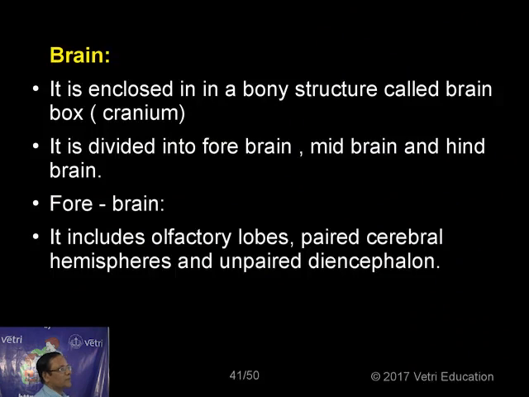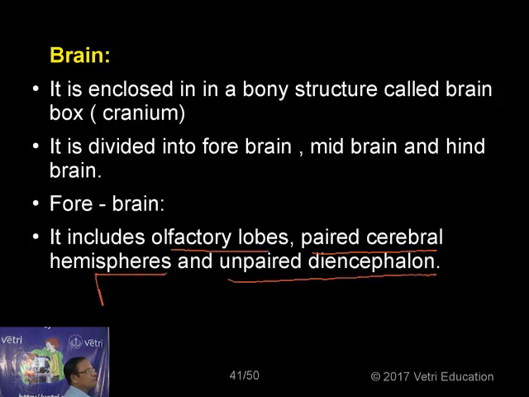Now about the brain. The brain is very similar in organization. It is placed in a horizontal position, as the animal is moving forward horizontally, parallel to the substrate. Now it consists of forebrain, hindbrain and also in between the midbrain. Now what are the components of the forebrain? So the forebrain includes the olfactory lobes, paired cerebral hemispheres and unpaired diencephalon.